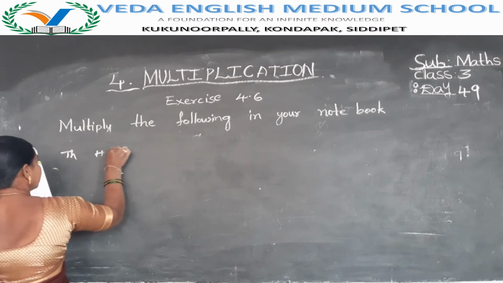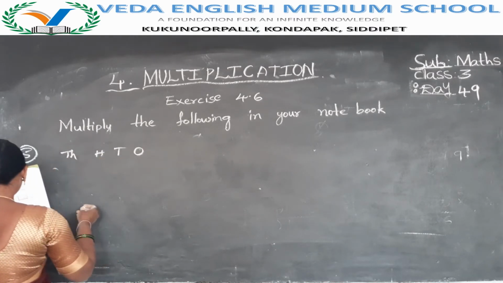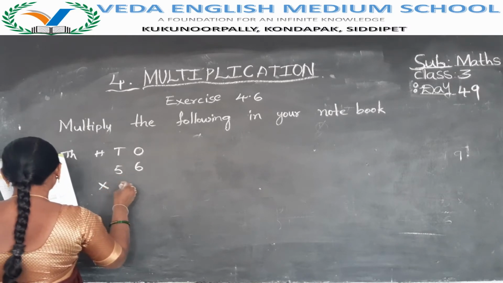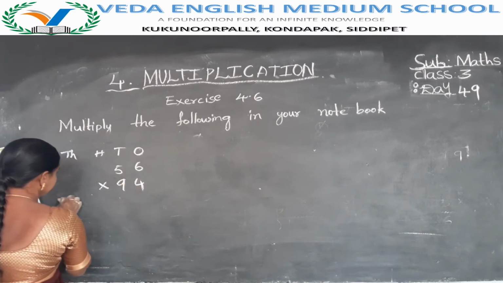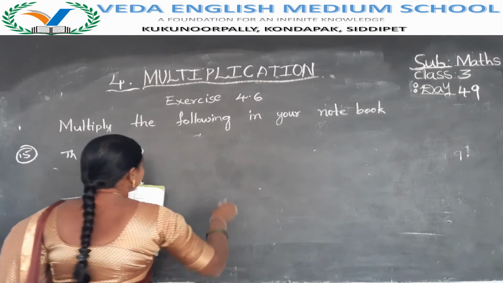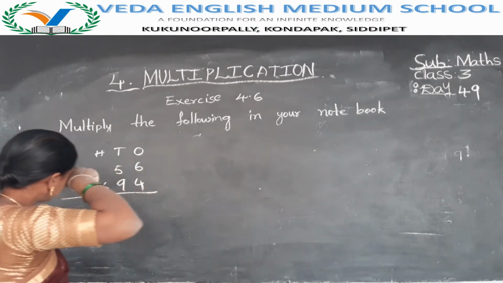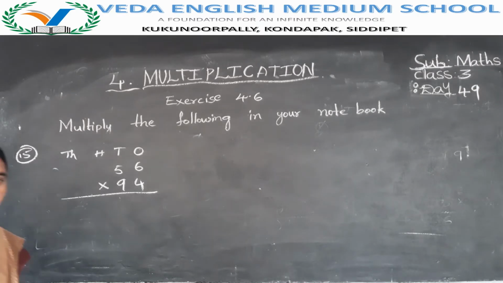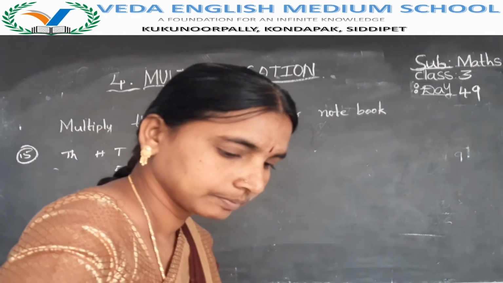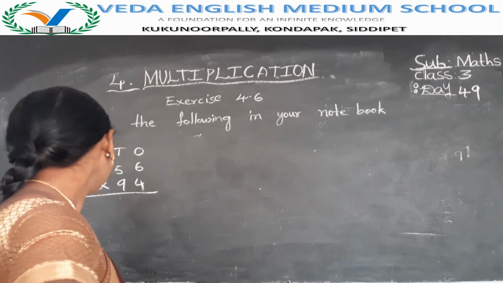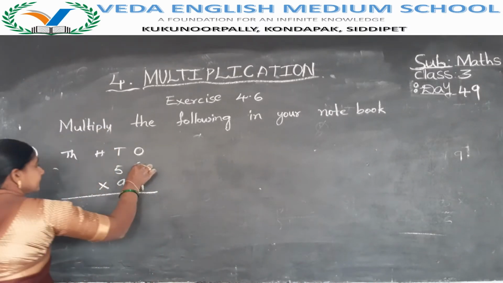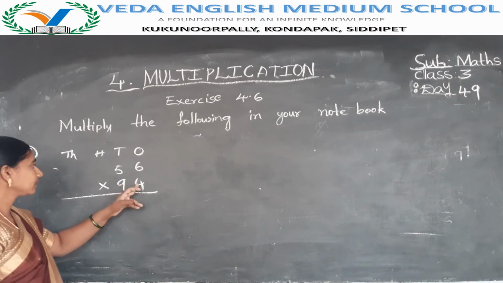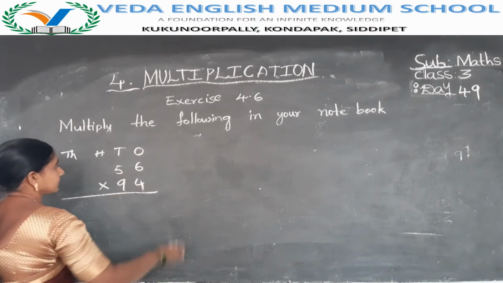Thousands, hundreds, tens, ones. The 15th problem is the 56 into 94. Okay, next. See now. The ones place are given 6 and 4, tens place 5 and 9. See, first of all multiplying the ones place 4 into 6.